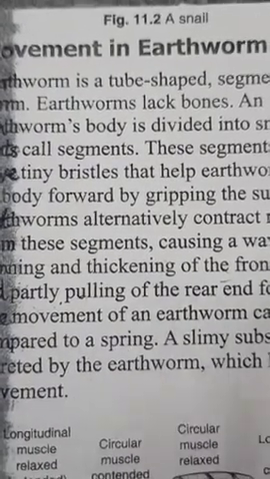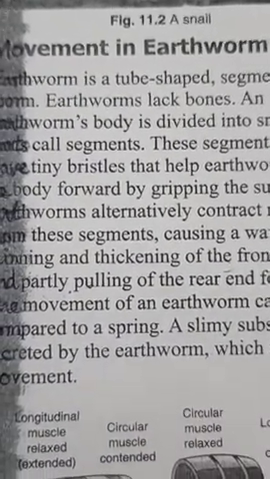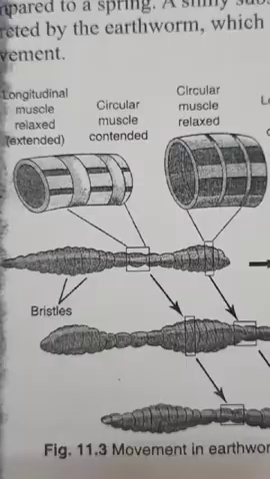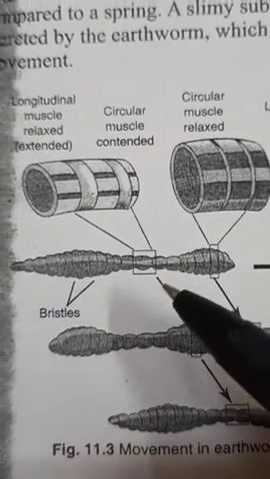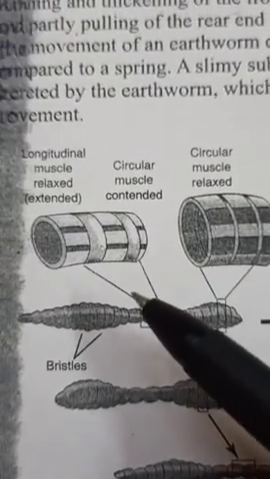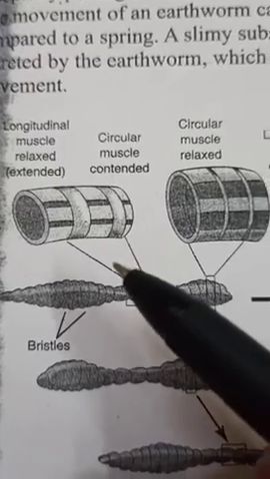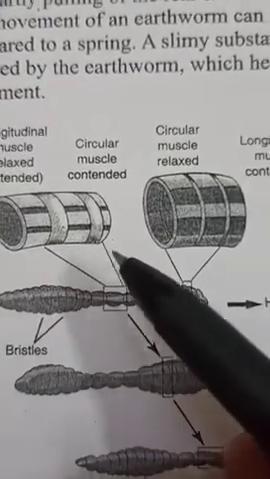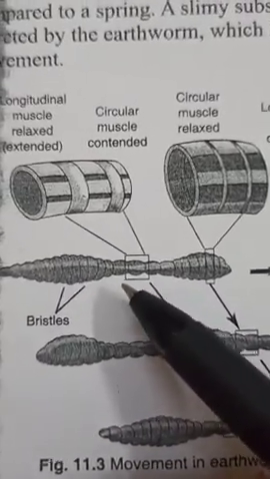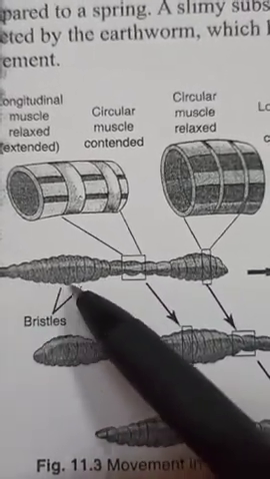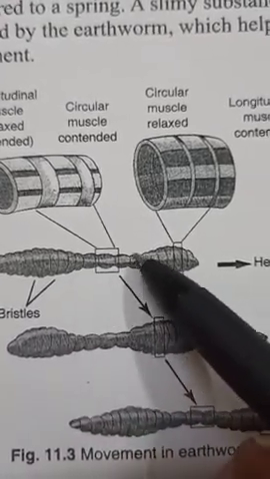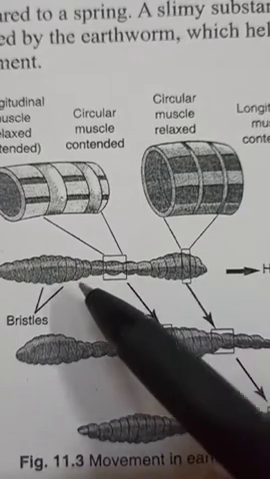Okay children, so here what they are trying to explain, I want to show you through the diagram. Yes children, you can see here in the diagram that when earthworms move, they show thinning and thickening of their body. Like here also they have shown that this part is thickened, okay, and this part is thinner. So what is this kind of movement?